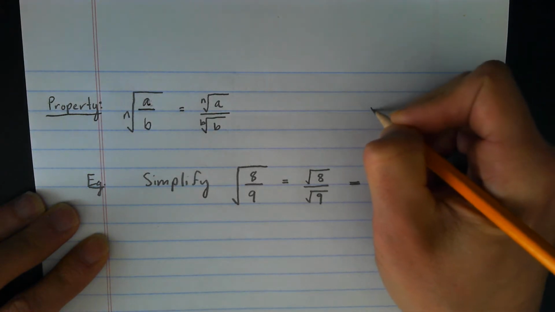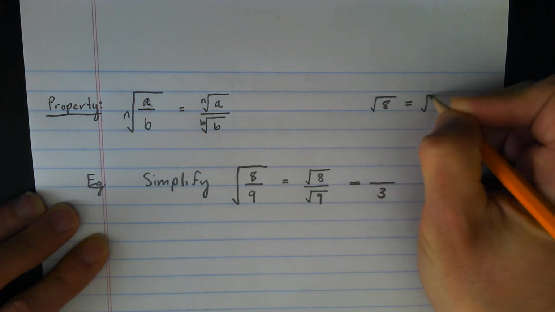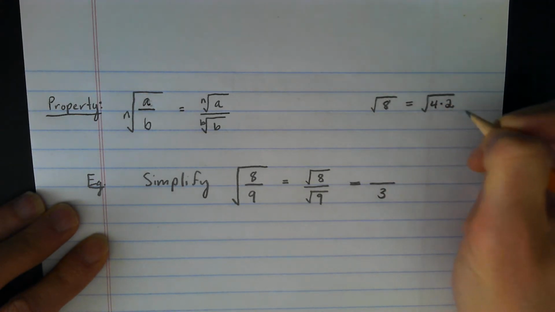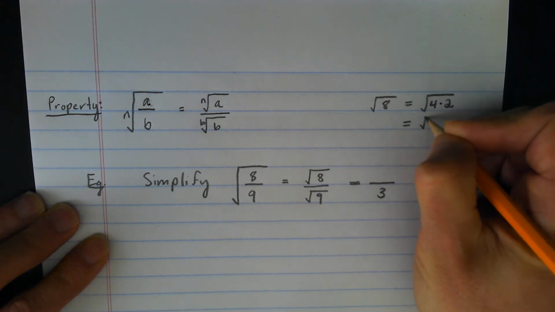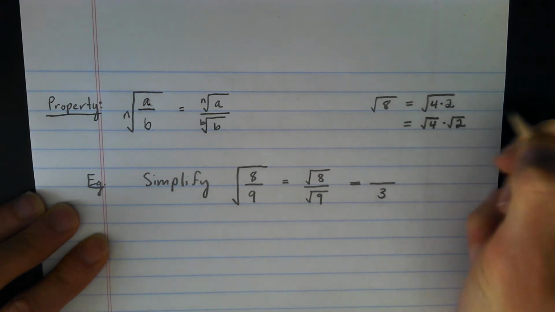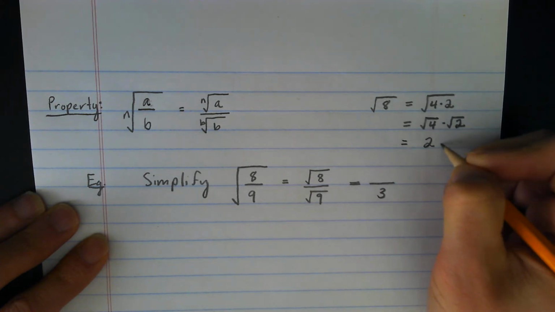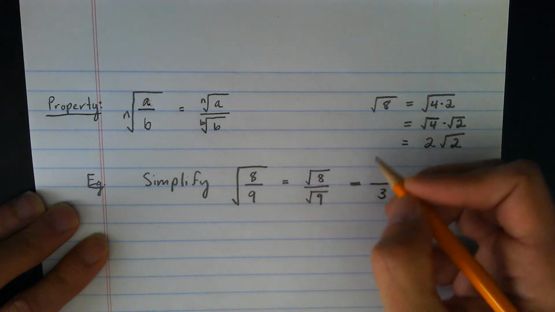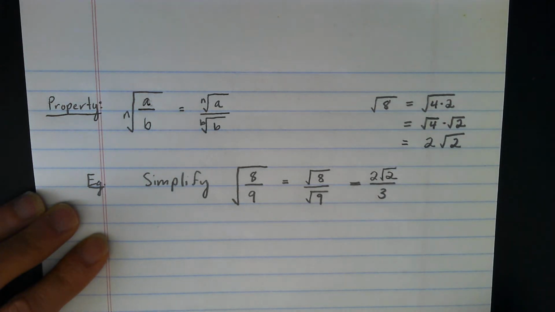Maybe I'll just do it up here. Remember, the square root of 8 is equal to the square root of 4 times 2. Just trying to find the factors of 8 that are perfect squares, in this case 4, and then we can break it into two square roots, like so, using the property from the previous video. And then I can evaluate the square root of 4 as 2, so 2 root 2 for our final answer. Therefore, this simplifies as 2 root 2 over 3.